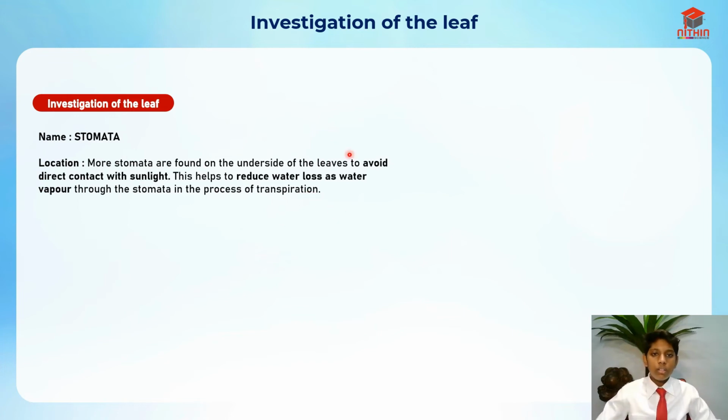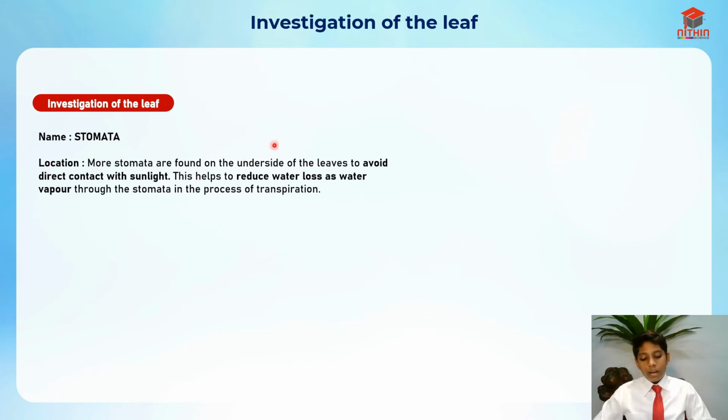Okay, you all know that when there's heat, we all sweat and we lose water, right? Okay, and this works the same way for the plants, except they don't sweat, they give out water through transpiration through their stomata. So when it's on the underside of the leaf, they don't have direct contact with the sunlight, okay? So that is why it reduces water loss as water vapor, okay?